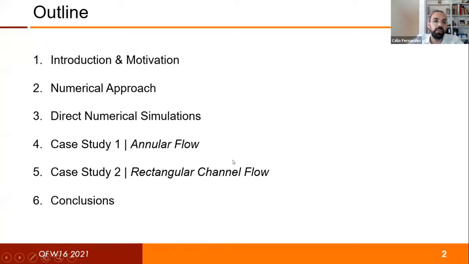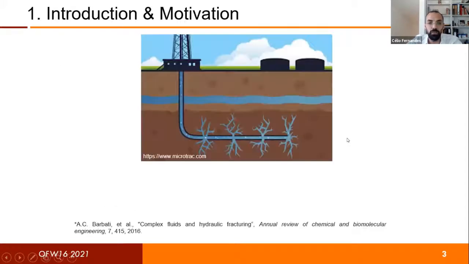So the outline for the presentation is the following. First, I will introduce and give the motivation for this work. Second, I will describe the numerical approach we employed. In the third place, I will describe some direct numerical simulations we performed to derive a model. And then in the fourth and fifth sections, I will present two different case studies to validate the derived model that we developed in a Eulerian-Lagrangian solver. These case studies will be the annular flow and the rectangular channel flow. Finally, I will address the conclusions of this work.